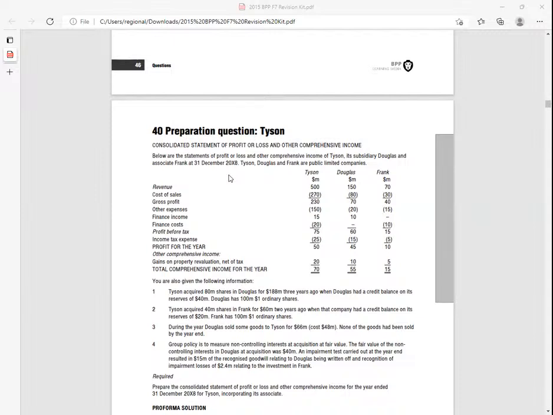Tyson, Douglas, and Frank are public limited companies. The shares are trading outside there. Great. So I can see the income statement items, revenue, all the way up to OCI. We have the normal income, which ends here at profit for the year. And then we have other comprehensive income.